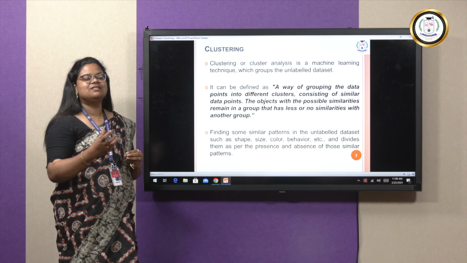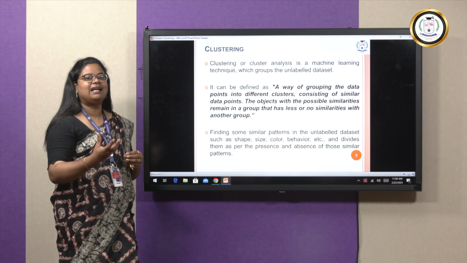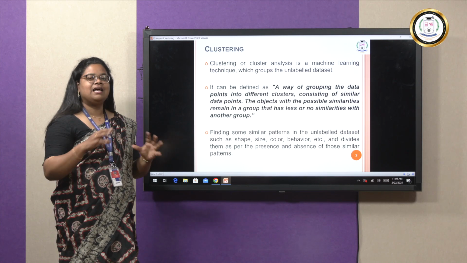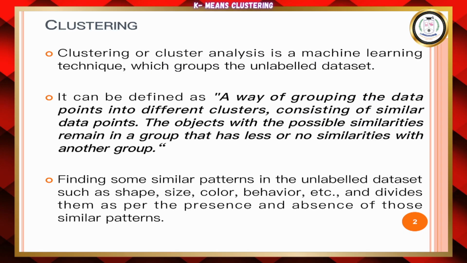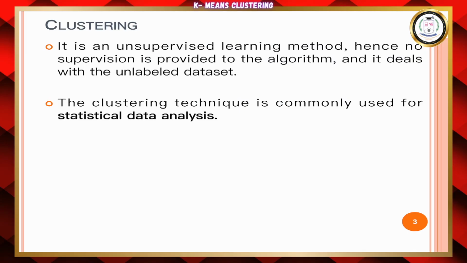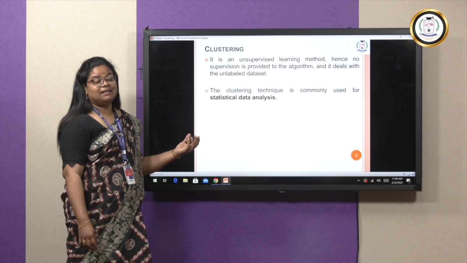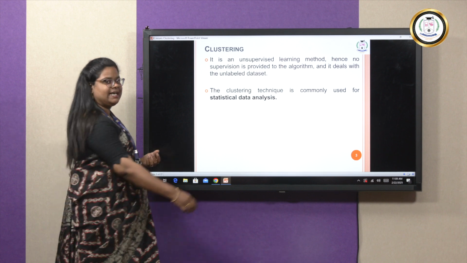So the main thing is finding the similarity between the data items in the data set and we are dividing it into different groups. The similarity patterns can be a shape, a size or a color or a behavior among the different data items in a data set. So clustering we can tell it's an unsupervised learning method. There is no supervision required. And this method is mainly used for statistical data analysis.